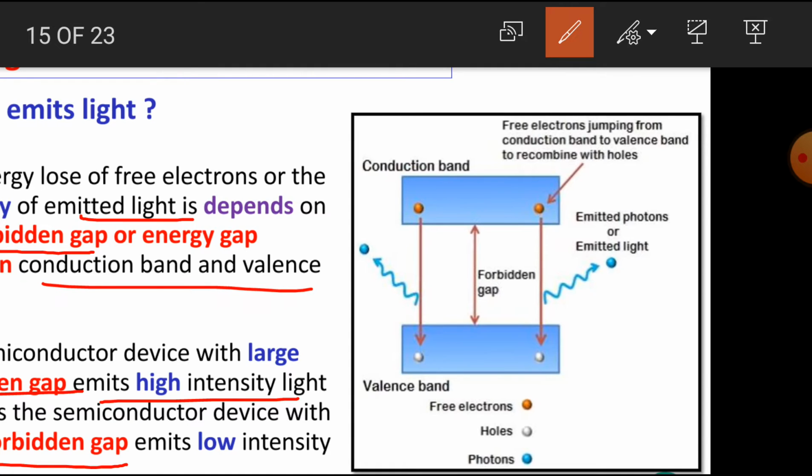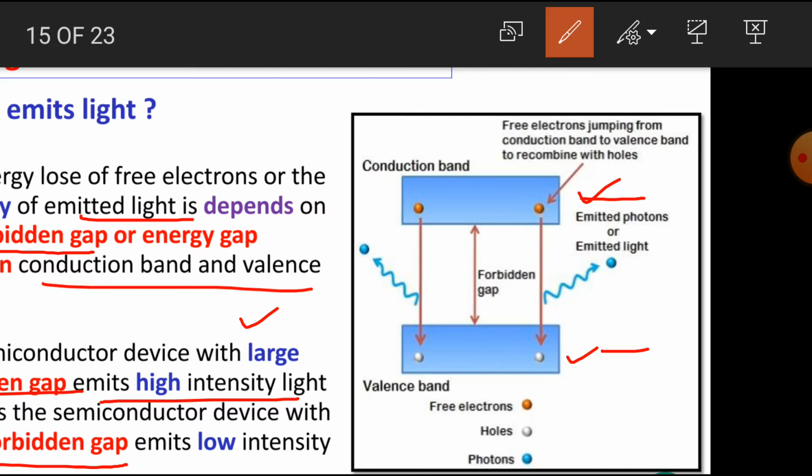This is the diagram of the process of recombination of electron and hole in the valence band and conduction band. We know that the valence band is the band which occupies the range of energies occupied by the valence electrons or holes, and the range of energies possessed by the conducting electrons or the free electrons is known as the conduction band. Here one thing is clear: the valence band has the lower energy level while the conduction band has the higher energy level.